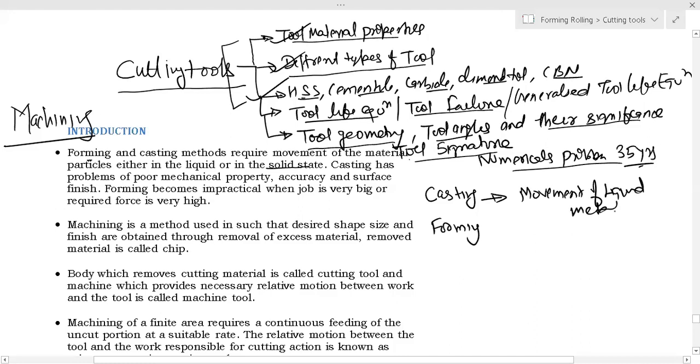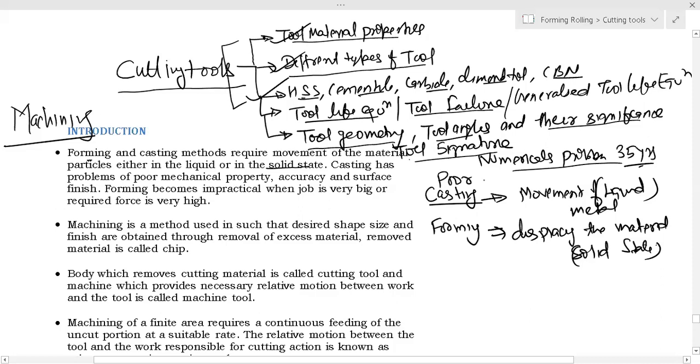And in forming, I already discussed, forming is a mechanical process where we change the shape by movement of the material or by displacing the material. But this is in a solid state, and casting is in a liquid state. And the major problem with casting is poor mechanical property. Why poor mechanical property?